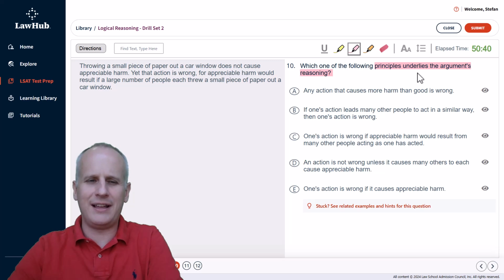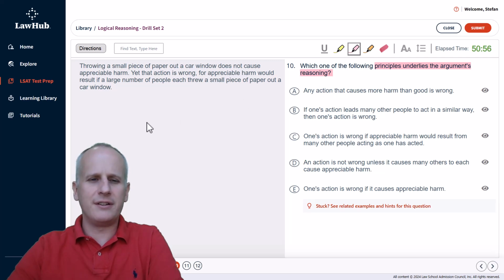We're going to have to go to the left-hand side. We're going to have to, as always, identify the conclusion that needs support, and we're going to find a more general principle that provides support as opposed to specific facts pertaining to this individual situation.